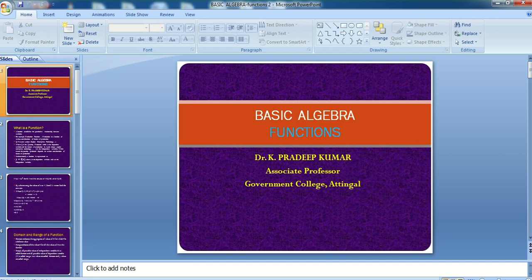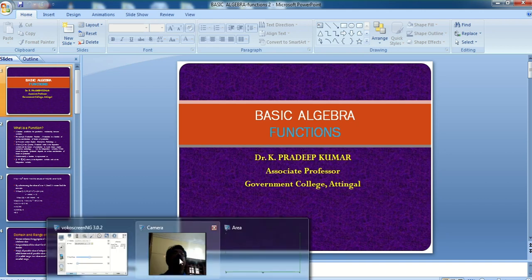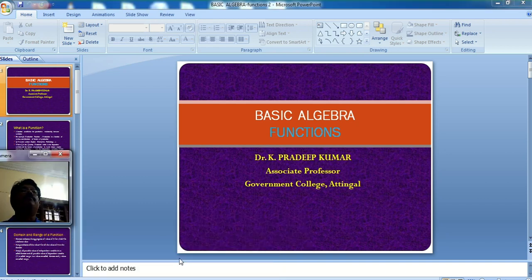Okay, students, today we will start with functions. Before learning calculus, we should know what the various functions are, because in calculus you are measuring the functional relationship between variables using derivatives. So before that we must know what a function is.